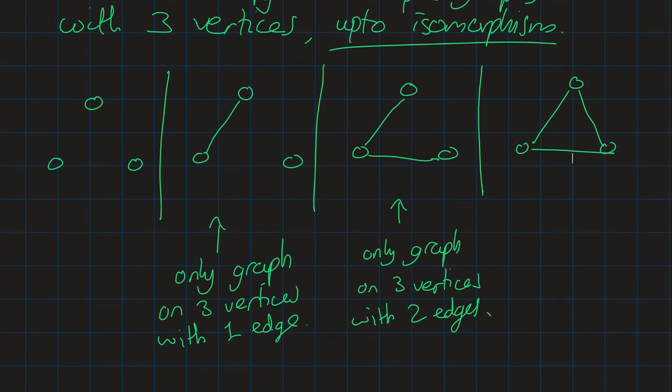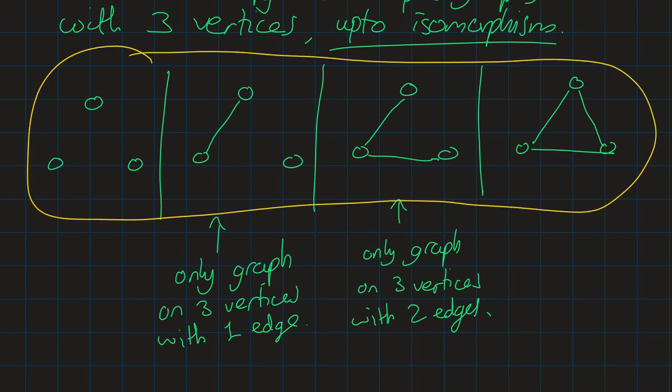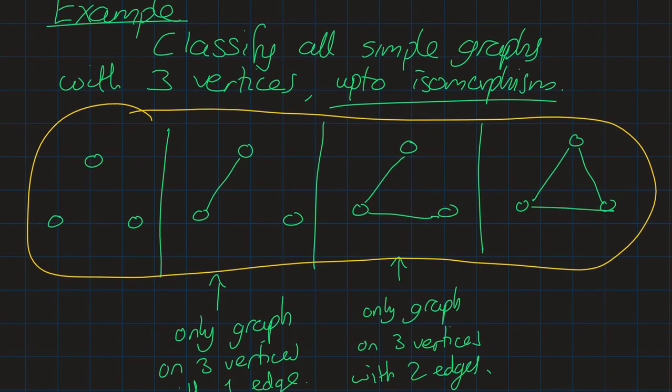And now if you think about it, that's it. I can't make another simple graph which isn't already in my list, right? Because you're not allowed to do something like this, because this is not a simple graph. This is a multigraph now. So these 4 graphs right here are a complete list of all the simple graphs on 3 vertices. Okay? And that's the end of this example, and that's the end of this video.